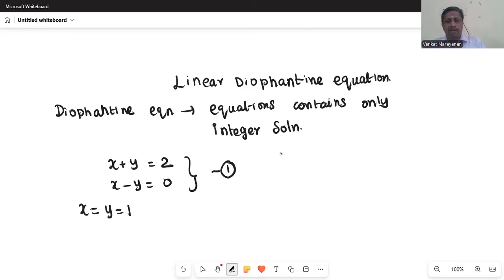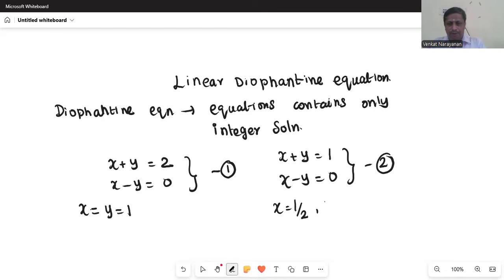Now we can consider another equation: x plus y equal to 1 and x minus y equal to 0. What is the solution for the second equation? The solutions are x equal to 1 by 2 and y equal to 1 by 2. Now, see this. Both are solutions for the given equations, but what is the difference between them?